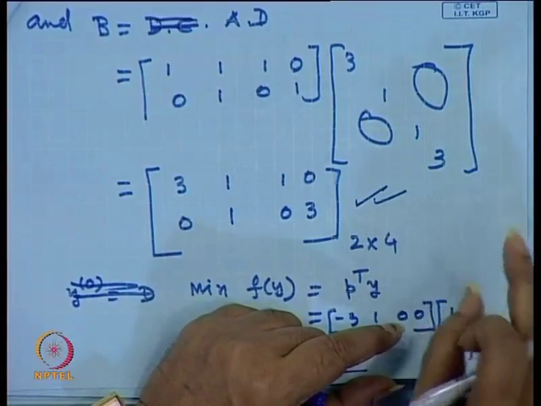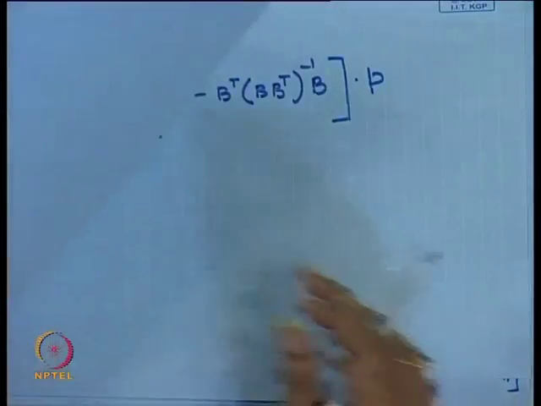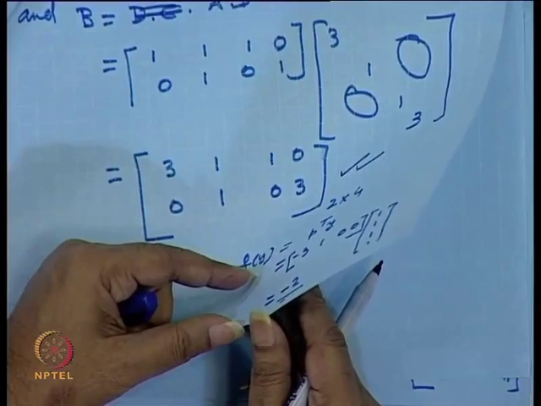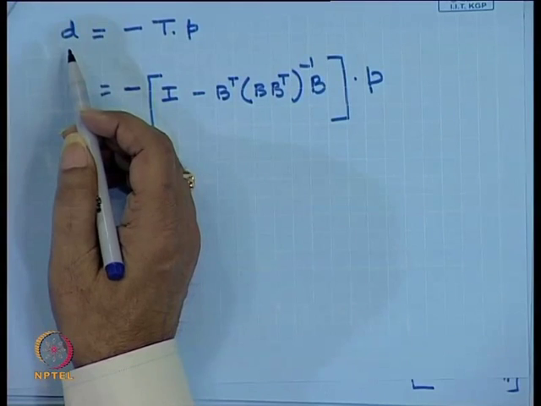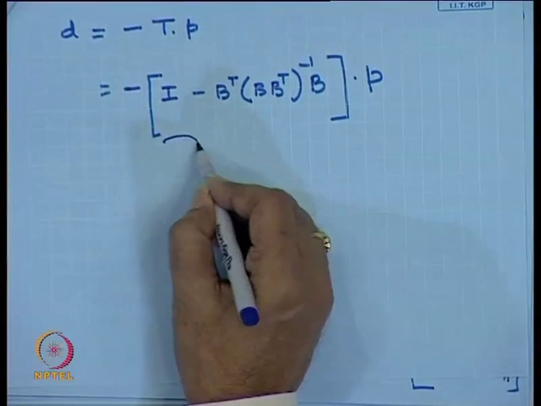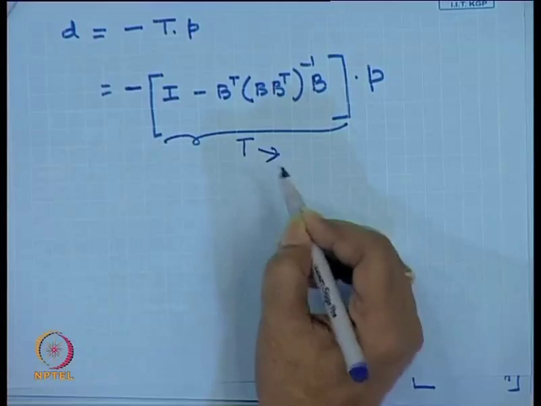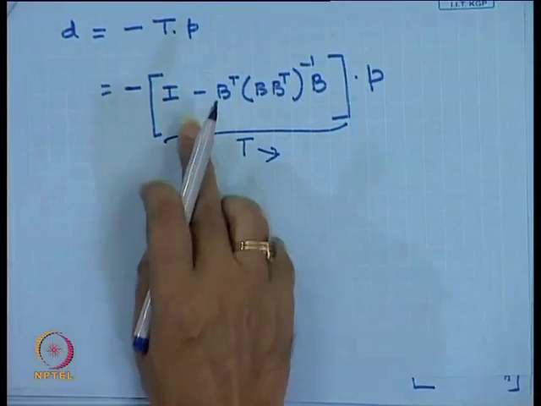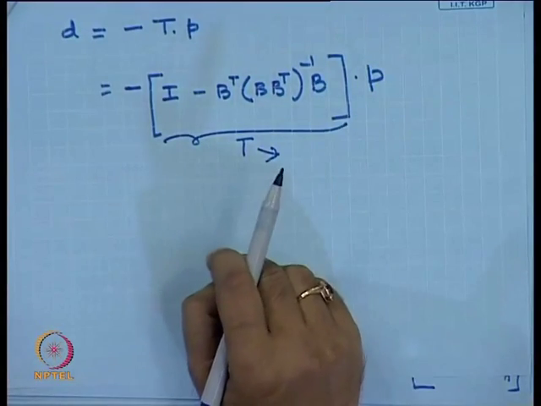Our job is to move in such a direction that the function value is decreased. That is our main goal, and that point y of 0 must be an interior point of this problem, that means it must be in the feasible region of the new decision variables. We know the direction, which we have derived. The direction of the vector is nothing but minus t into p, and this t matrix is a projection matrix that we have discussed earlier, multiplied by p.